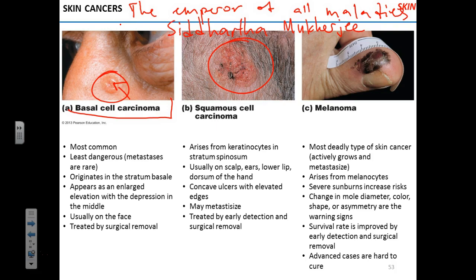Lip, scalp, ears. Usually it's the ulcer, so it's not elevated above the level of the skin, quite the opposite. It is a depression, an ulcer with elevated edges, and this is a more invasive type of cancer. It may metastasize. The key to successful treatment is early removal.